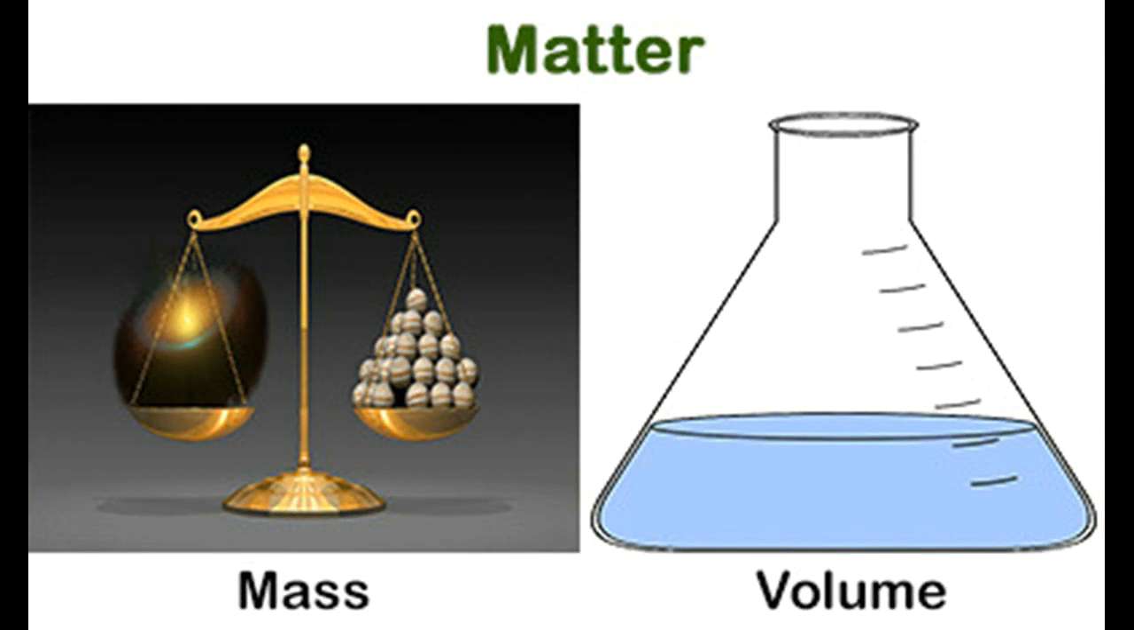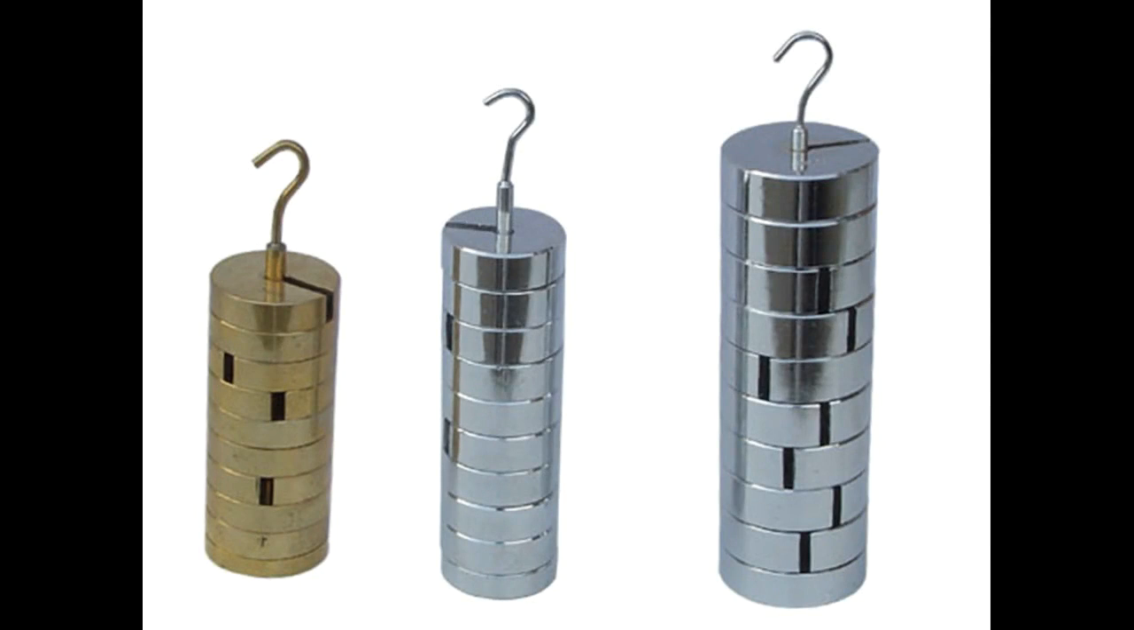Today I'll be talking about weight and mass. Mass of an object is the amount of matter in an object, where the weight refers to the force experienced by an object due to gravity. This means an object's weight is how hard gravity is pulling on it.